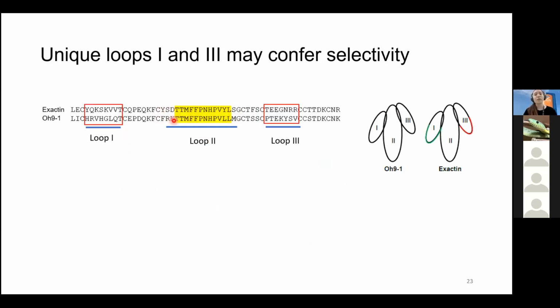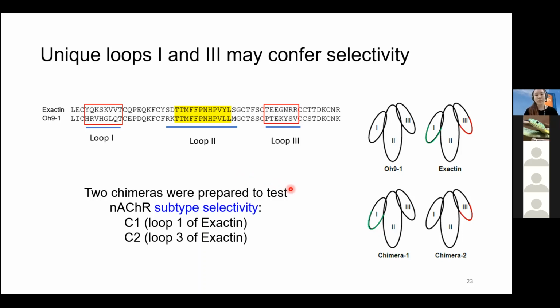Looking at the sequence alignment over here, both of them share almost the same residues, the primary structure, in loop 2. However, loop 1 and loop 3 have very different residues. So this leads to our hypothesis that the unique loops 1 and 3 of exactin may confer this unique neuronal receptor selectivity. Hence, two chimeras were prepared to test the nicotinic acetylcholine receptor subtype selectivity. Chimera 1 has loop 1 of exactin replacing loop 1 of OH91, as well as chimera 2, which has loop 3 of exactin replacing loop 3 of OH91.